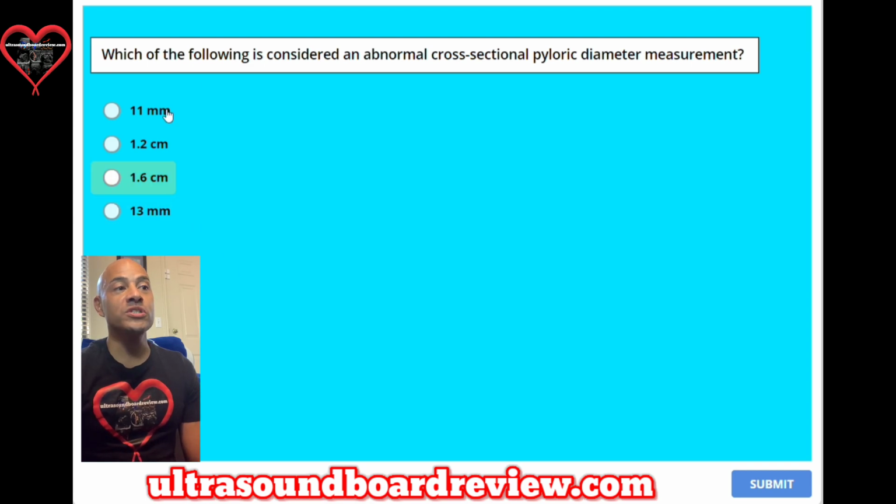Question 73. Which of the following is considered an abnormal cross-sectional pyloric diameter measurement? A, 11 millimeters, B, 1.2 centimeters, C, 1.6 centimeters, or D, 13 millimeters? The answer is C, 1.6 centimeters or 16 millimeters.